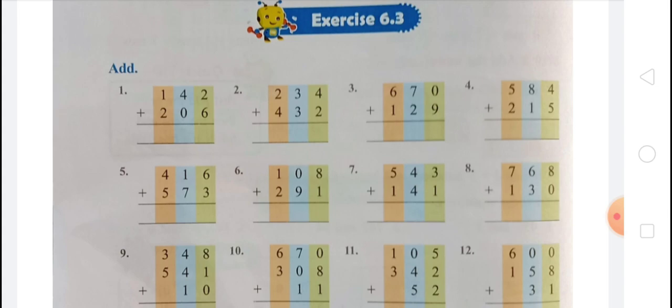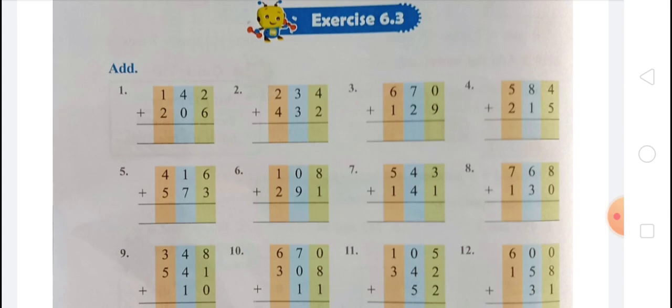Okay, question number two, 234 plus 432. We can see here that in the first step we have to add the ones digits, that are 4 and 2. So 4 plus 2 will be 6. And after that we have to add the tens places, that are 3 and 3. So 3 plus 3 equals 6. And after that we have to add the hundreds places, that are 2 and 4. So 2 plus 4 equals 6 also. So the answer is 666.